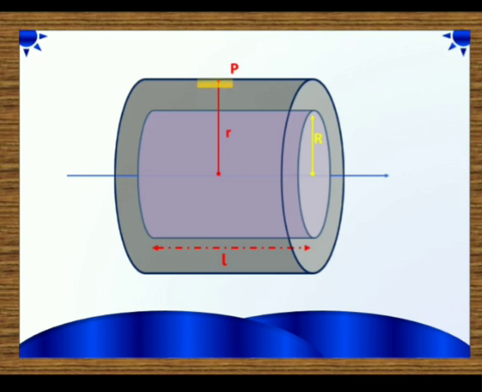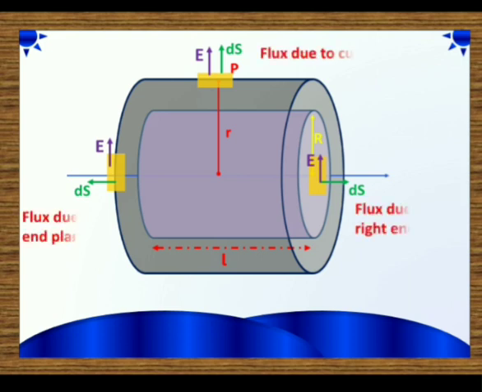Now I am taking 3 areas, because I already told you for a cylinder you will get 3 surfaces: the curved one, the right end plane and the left end plane. For all 3 cases the electric field is always in that direction. If you see here the curved surface, now what I have to do? I have to find the electric flux in the case of the curved one, the right end one and the left end one.